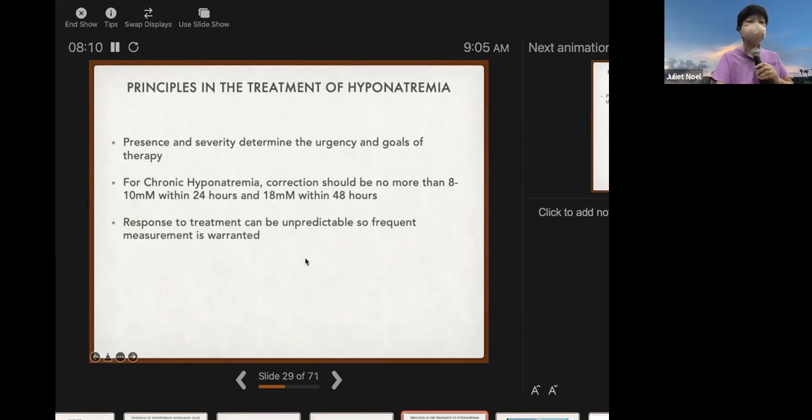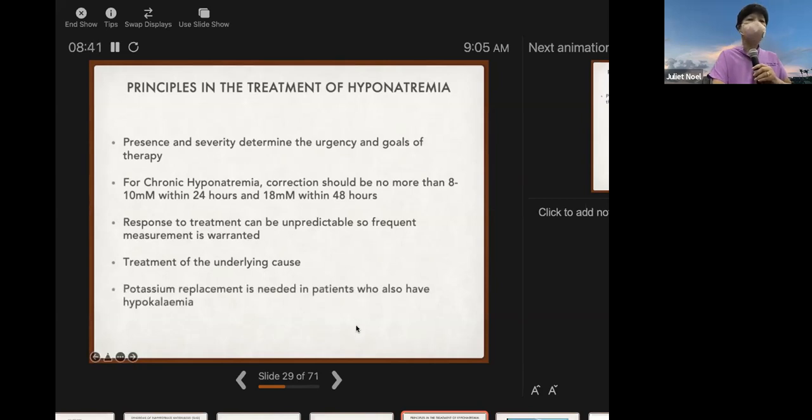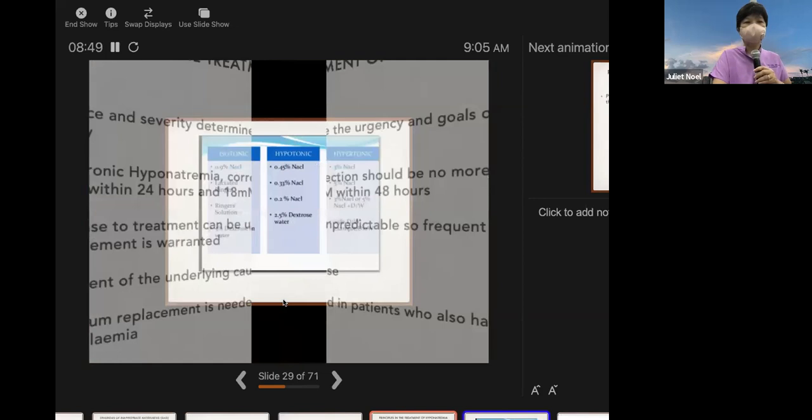The response to treatment, you need to measure. Of course, if it's euvolemic or hypervolemic hyponatremia, you correct the underlying cause. If it's SIADH because of infection, treat the infection while correcting. For SIADH, most of the time, water restriction is the treatment. Potassium replacement is needed in patients who also have hypokalemia, so you correct it simultaneously.